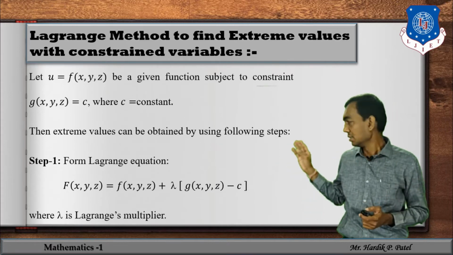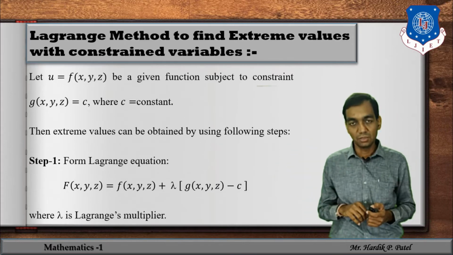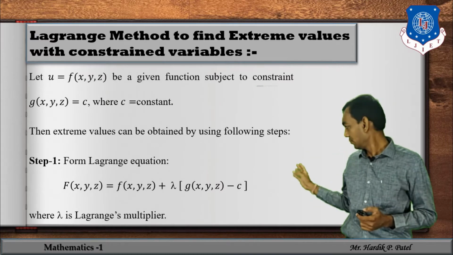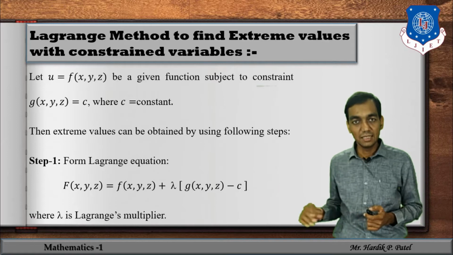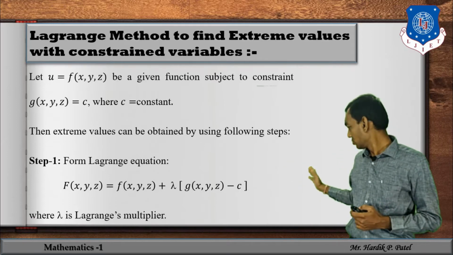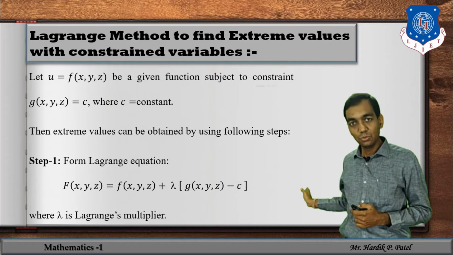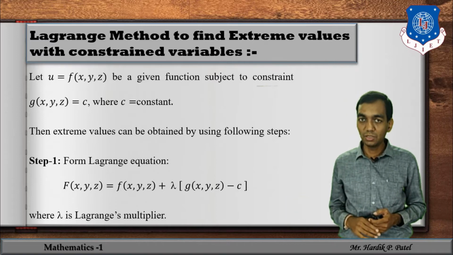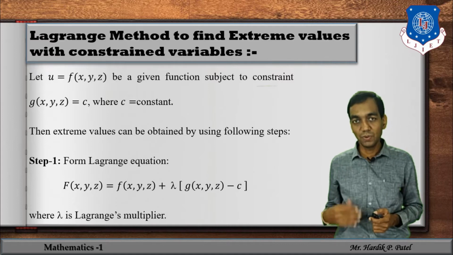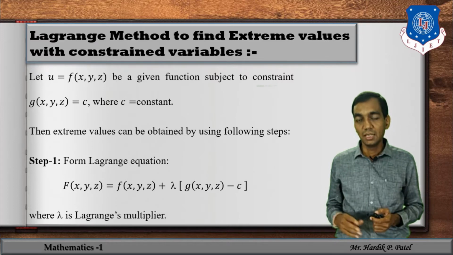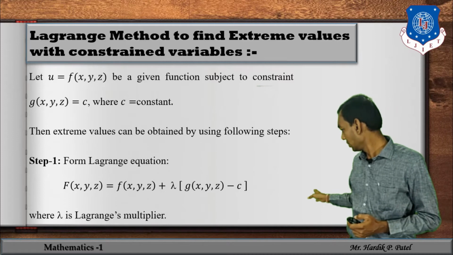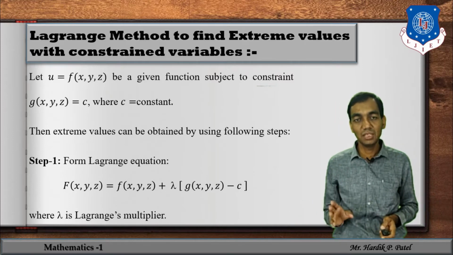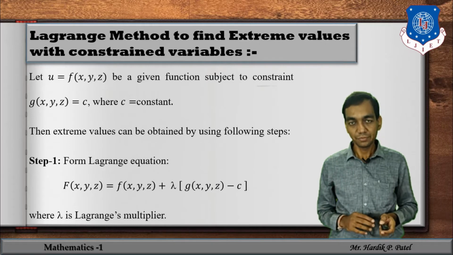First, form the Lagrange equation. That means we are going to form one Lagrange equation. Capital F of x, y, z is defined as small f plus lambda into g minus c. That means you have to write down your function and define a new function, capital F, equal to the function plus lambda into the condition, where lambda is the Lagrange multiplier.